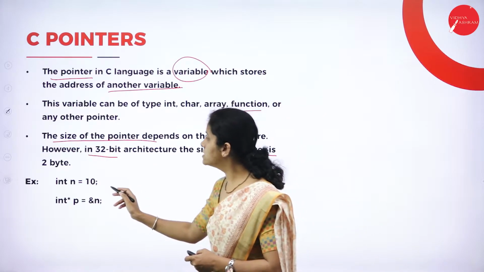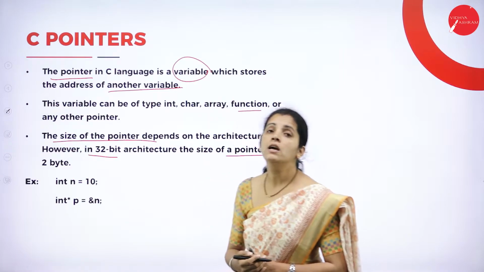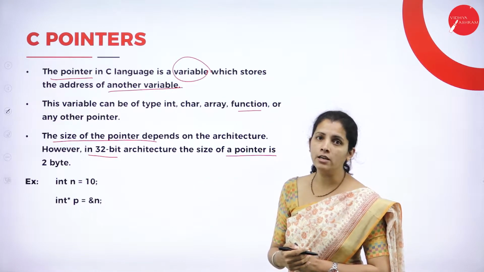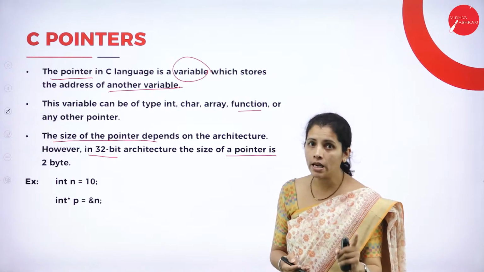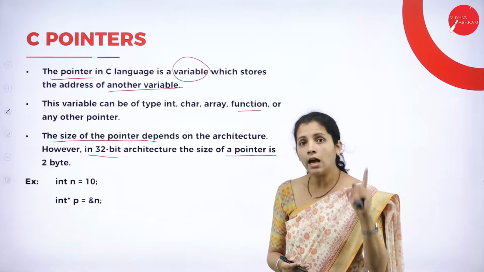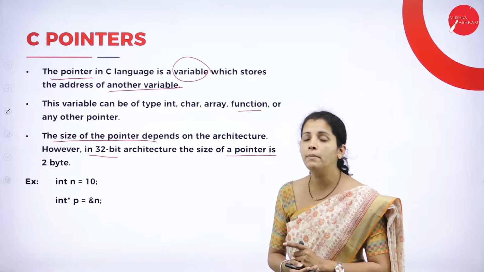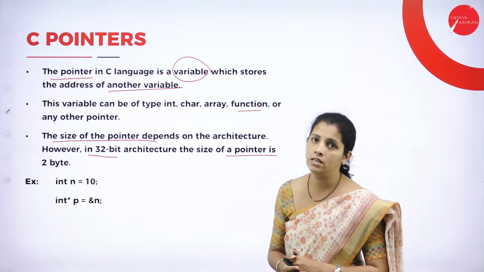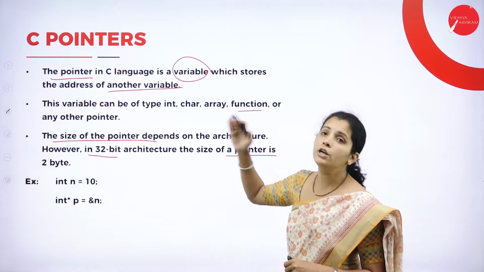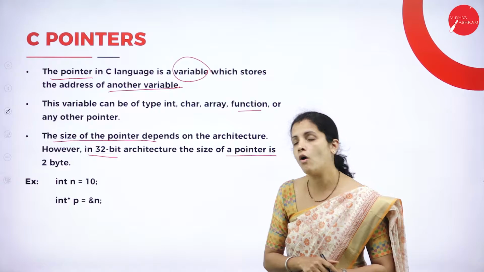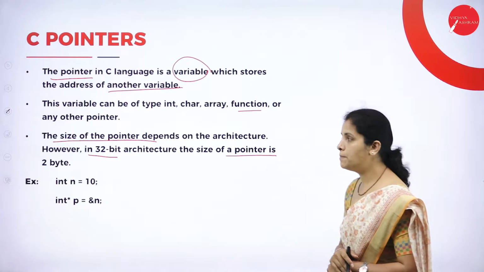Now, this is the example. How can I define pointers in C? So, dear students, what is a pointer? Here, pointers are variables, and the type of variable may be integer, float, double, character, array, etc. And it's mainly used to store or hold the address of another variable.